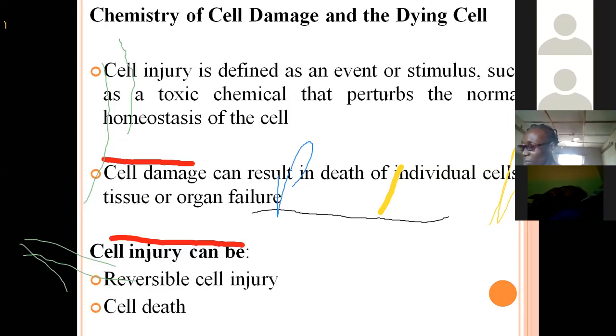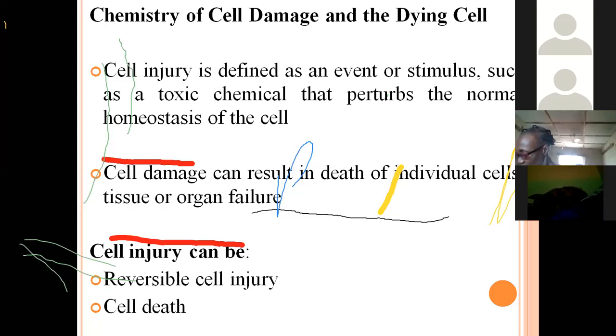Moving on now, we'll have a quick recap on the chemistry of cell damage and the dying cell. And here we'll be looking at cell injury, cell damage, autophagy, and the rest. So cell injury is defined as an event or stimulus, such as a toxic chemical, that perturbs the normal homeostasis of the cell. Anything that affects the normal homeostasis of the cell will result in cell injury, such as a persistent irritation of the cell.